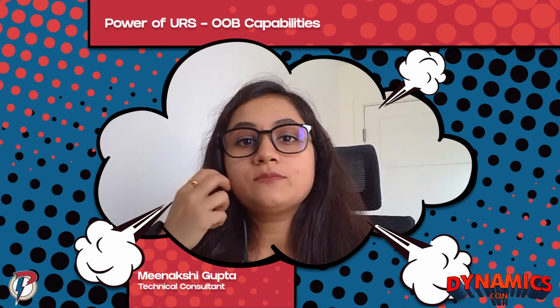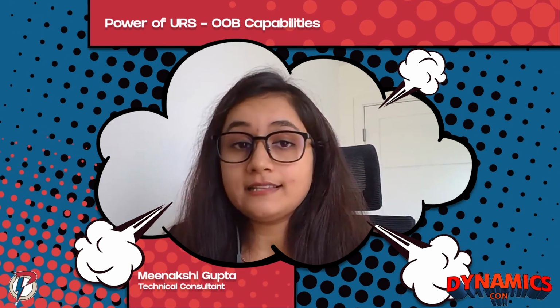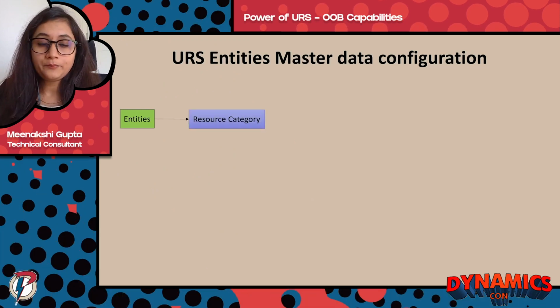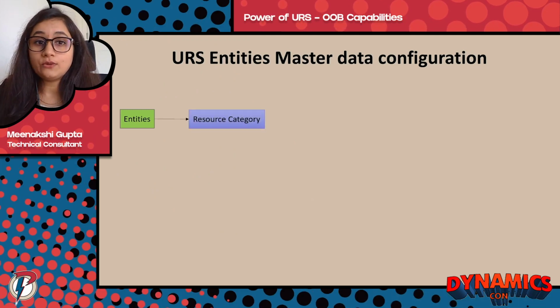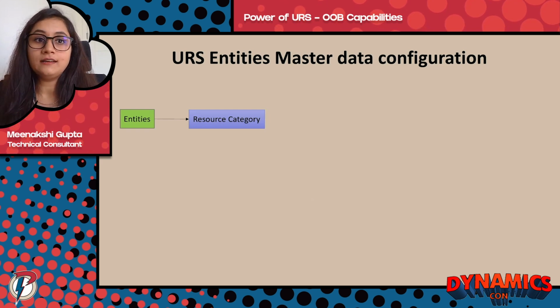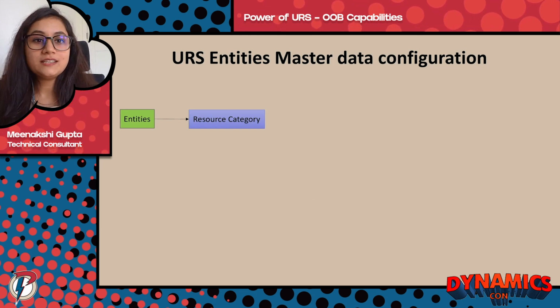So URS entities master data configuration, this is something which I consider to explain in a better way. So let's see how to actually configure the master data for entities. Let's see the order for them. So first is the resource category. What I think is resource category is something we categorize, let's say there's a business. I am taking an example of a hospital. So I'm going to explain my whole scenario considering hospital services.